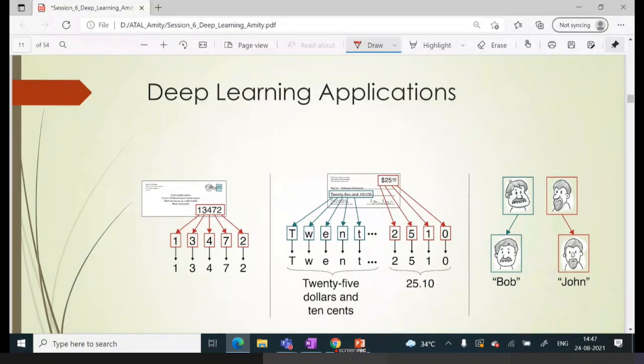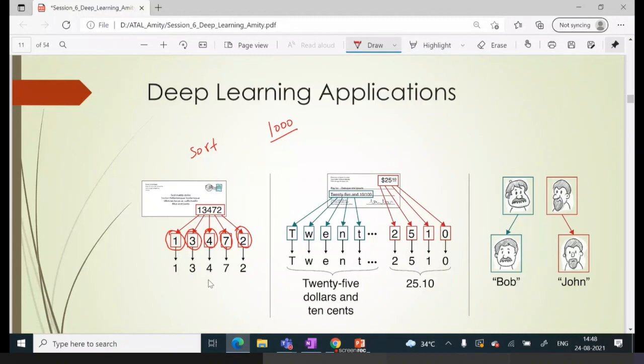Let me consider a simple application where the task is to sort, let's say, 1,000 postcards. On the postcards, the pin code is written, and it is not written digitally but handwritten. So basically, you need to identify each digit, and then you need to sort these 1,000 postcards.